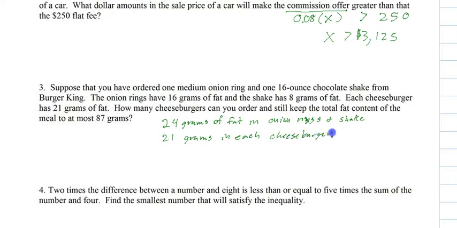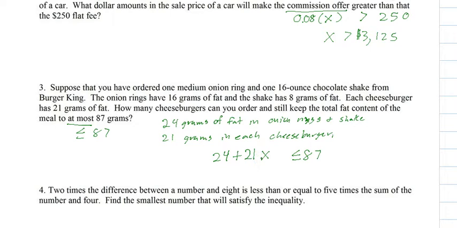So when they get more complicated, start writing out the different quantities, anything that has a value. It says how many cheeseburgers can you order and still keep the fat content of the meal to at most 87. So remember, at most is less than or equal to 87 is what it's asking. So we want our fat content to be at most 87. We have 24 grams right now, plus we're getting 21 grams per cheeseburger.